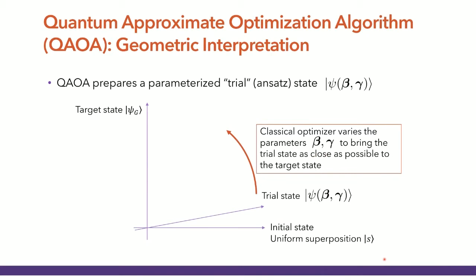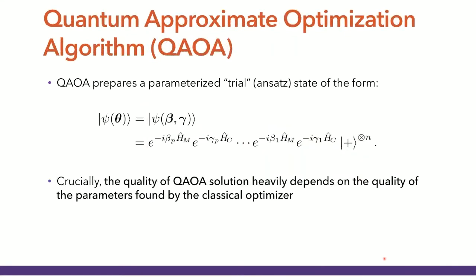Where the phase factor corresponds to the exponent of the cost Hamiltonian, and the canceling out of the amplitudes is the mixer Hamiltonian. Now, from this picture, hopefully it's clear that the quality of the QAOA solution depends heavily on our ability to find good QAOA parameters. And this is something I'm going to touch on in the hands-on part of the talk.